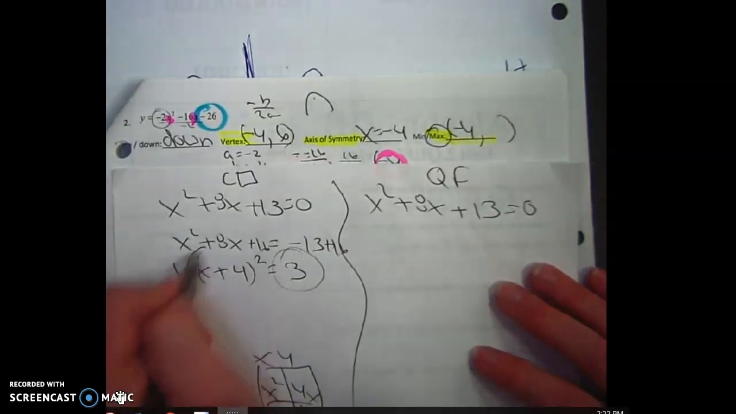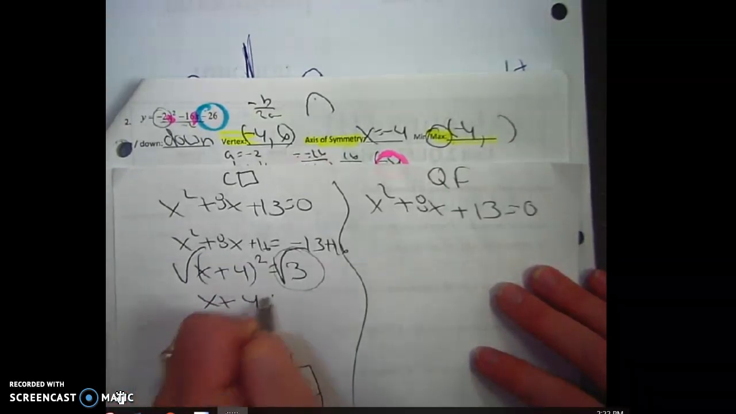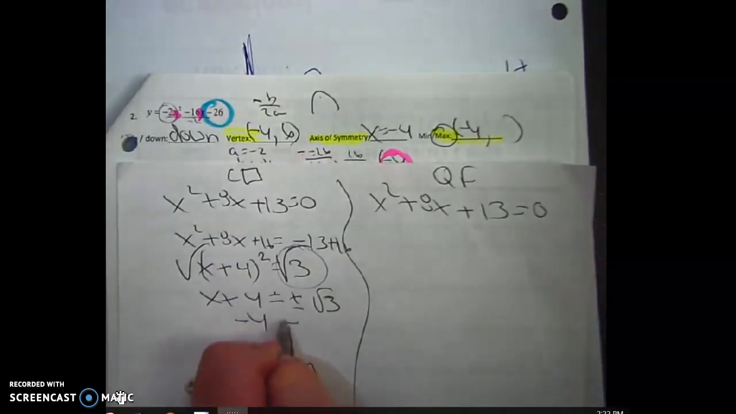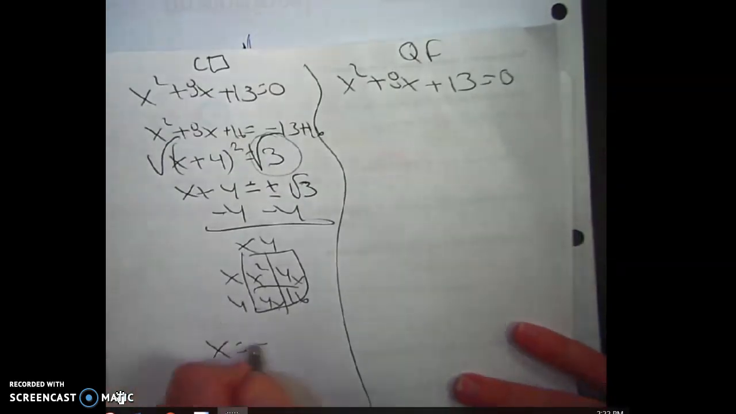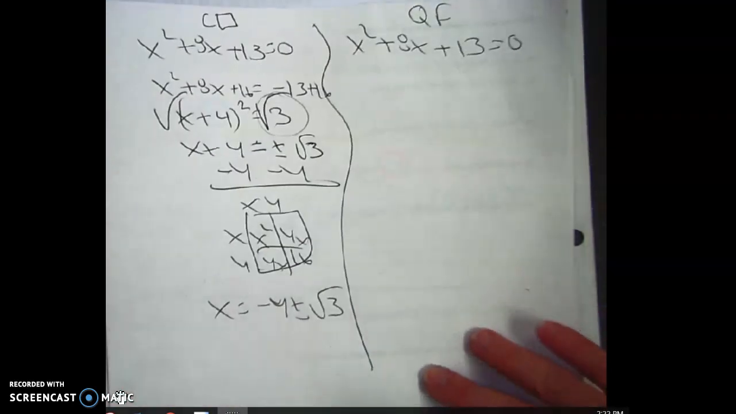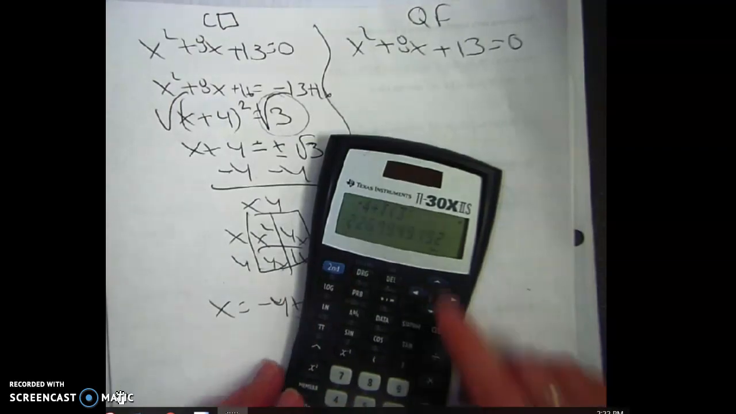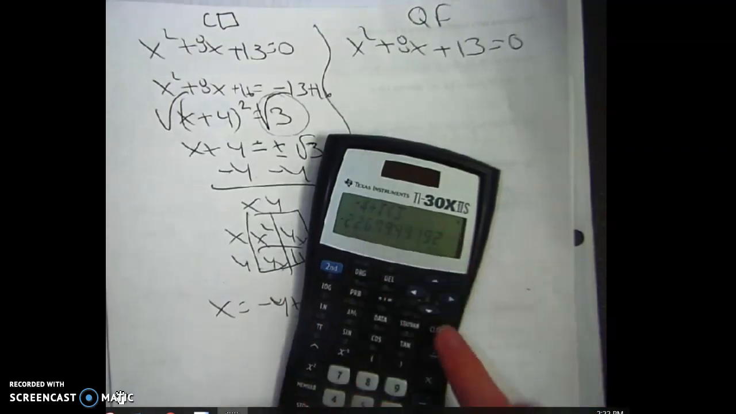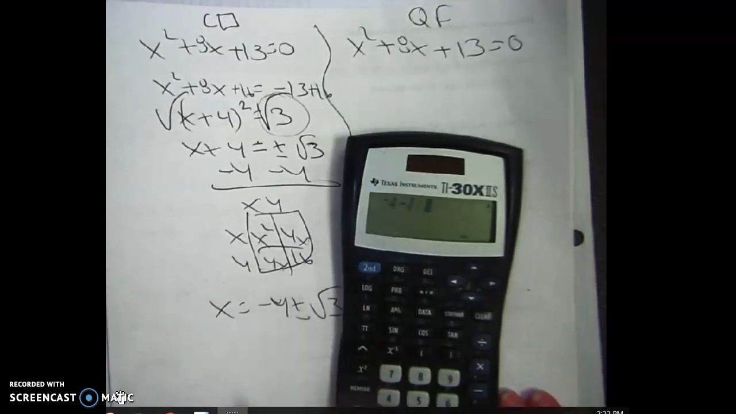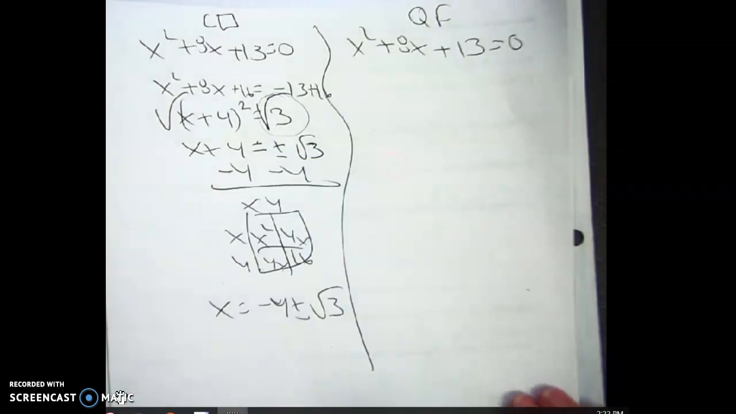So now I'm solving: square root, x plus 4 equals plus or minus rad 3. Minus 4. So I have x equals -4 plus or minus rad 3. So let me pick up my calculator and make sure I'm good. -4 plus the square root of 3, that's the -2.27. -4 minus the square root of 3, oops, and there's the -5.73. So I got the answer.